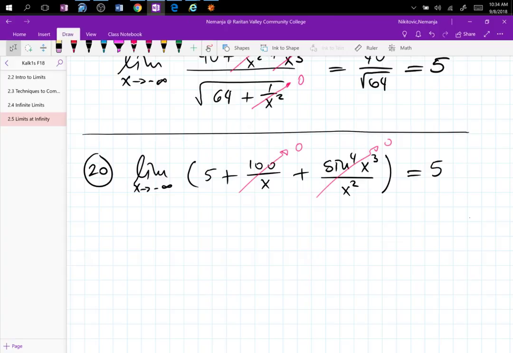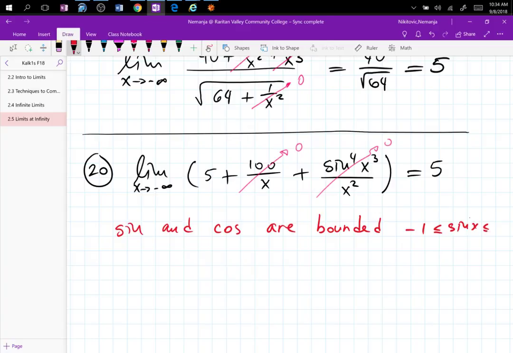That's problem 20. Now, if you want to know why, sine and cosine are bounded between -1 and +1. So at most, what your expression can be in the numerator is 1. When you divide 1 by infinity, you get 0.